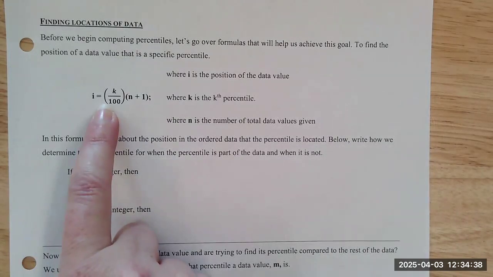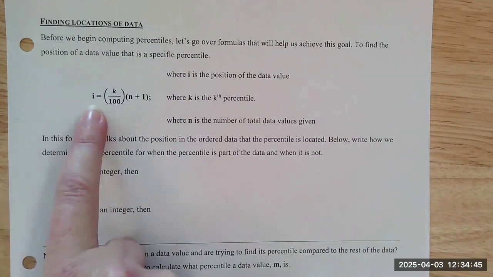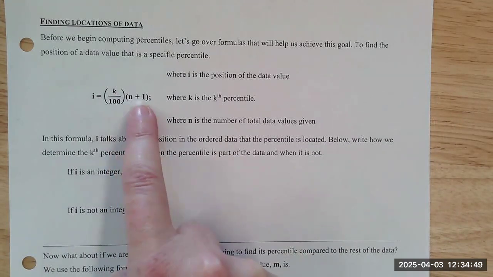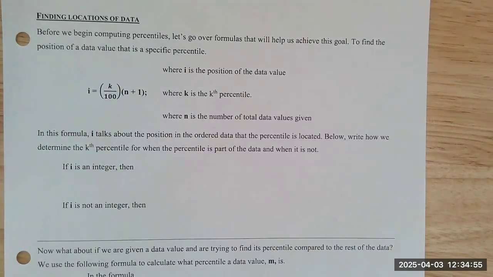The formula for finding percentiles for data looks kind of funky. It says I is equal to K divided by 100 times N plus 1. There's 3 variables in there, so that can feel intimidating sometimes, but each of the variables in statistics has a very particular meaning.